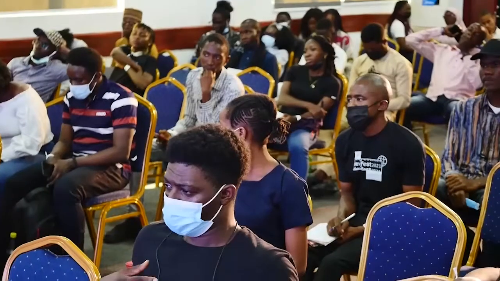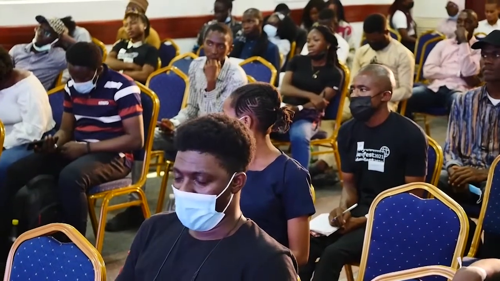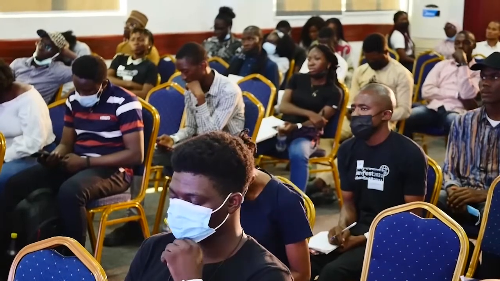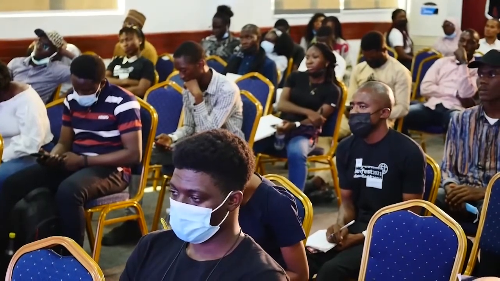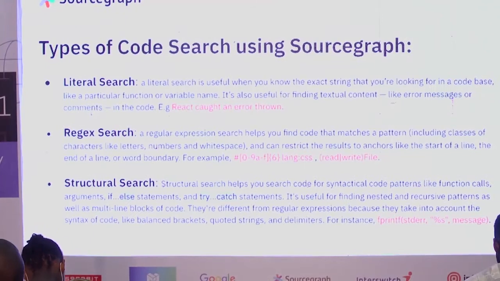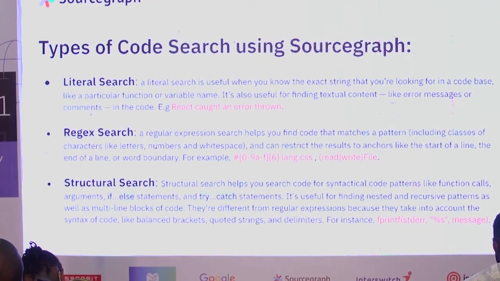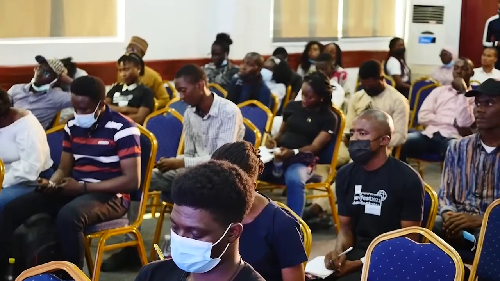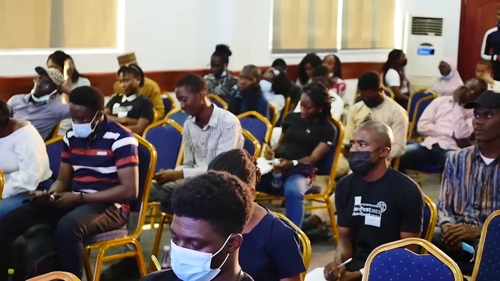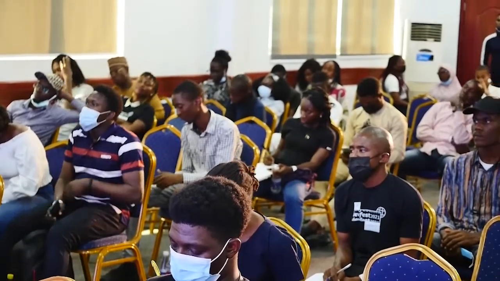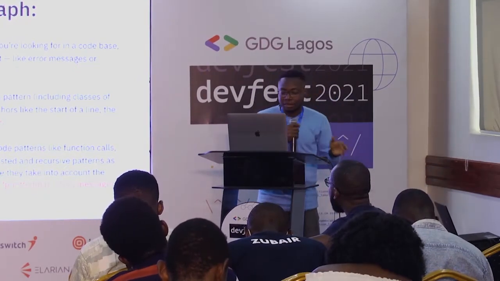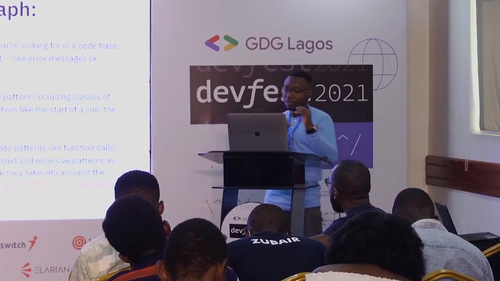And the last one is the structural search. The structural search helps you to search code for syntactical code patterns like function calls, arguments, if-else statements, try and catch statements, and is useful for finding nested and recursive patterns as well as multi-line blocks of code. The difference between the structural search and the regular expression is that it takes into account the syntax of the code, the balanced brackets, the delimiters, and the quoted strings.